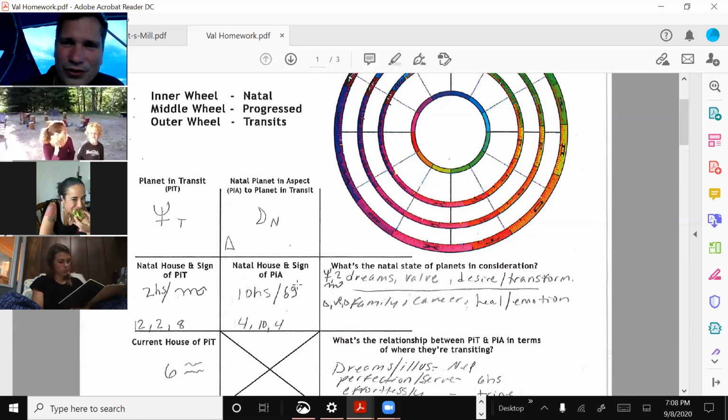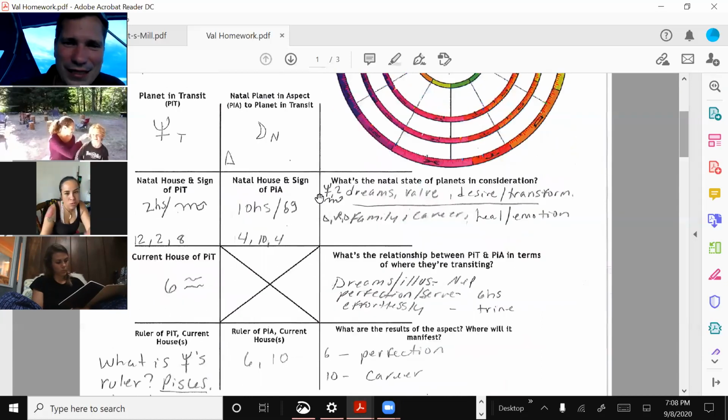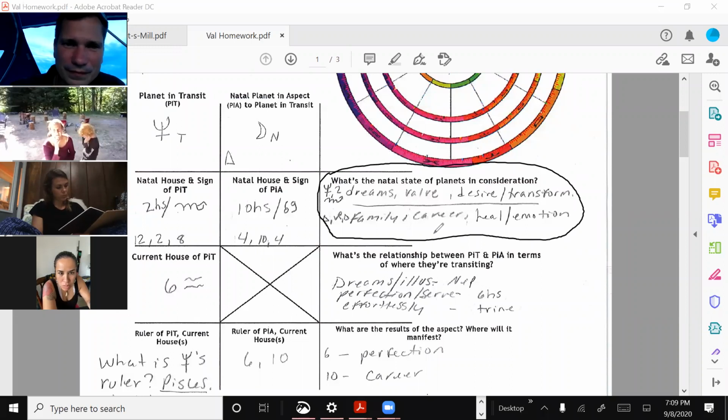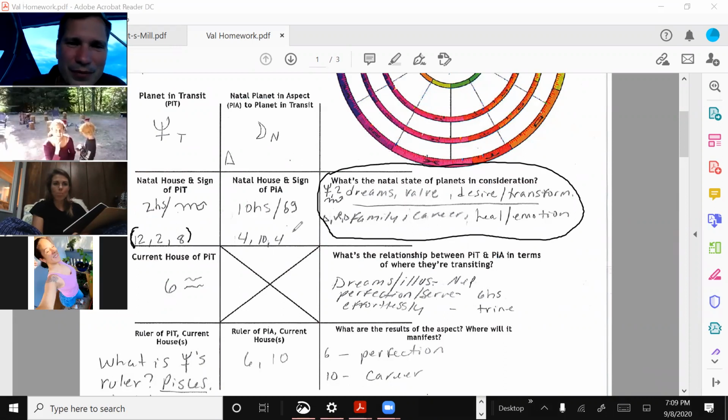Okay, great. And this was the area here. Let me draw. And this was your interpretation, right? This is from the birth. So 12-8 was dreams, value, desire, transformation. And then trine 4-10-4, which is family, career, heal, emotion. Great, that's good. So this is the number system, right? You're using that still. I just put them there for reference. Yeah, perfect.